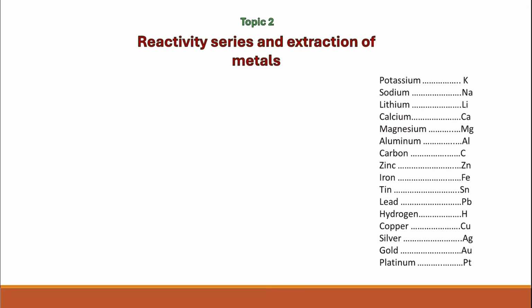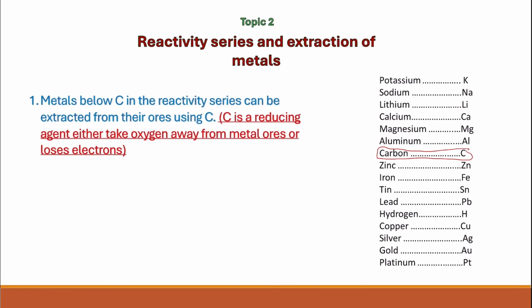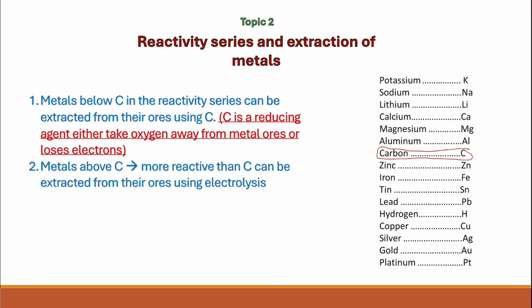Topic 2 is reactivity series and extraction of metals. So the main thing here is about the use of carbon for extraction of metals from their ores. So metals below carbon in the reactivity series are less reactive than carbon and can be extracted from their ores using carbon. The role of carbon here is that carbon is a reducing agent, because it takes oxygen away from the metal ore, or it loses electrons if they ask you in terms of electron gain and loss.